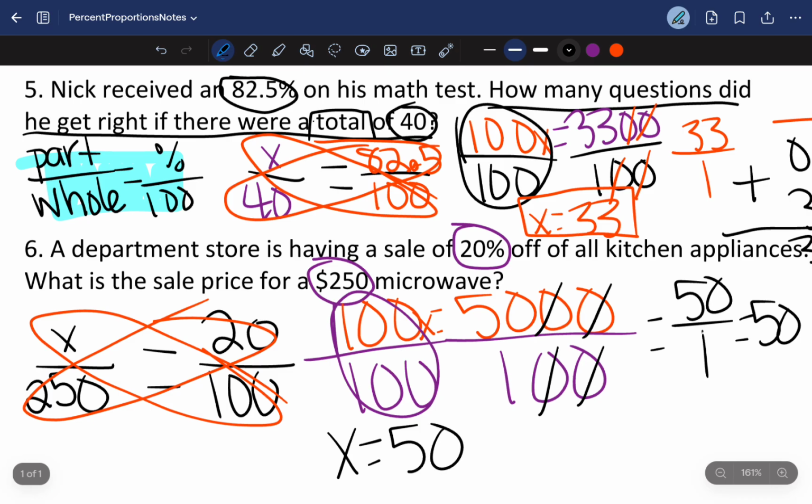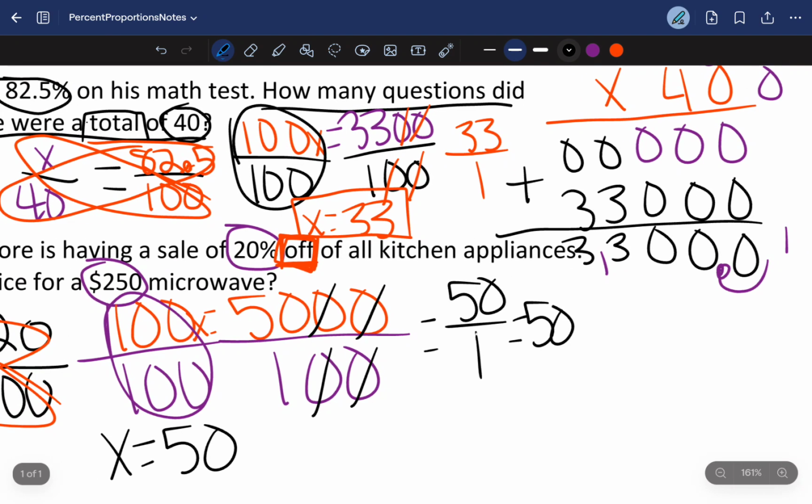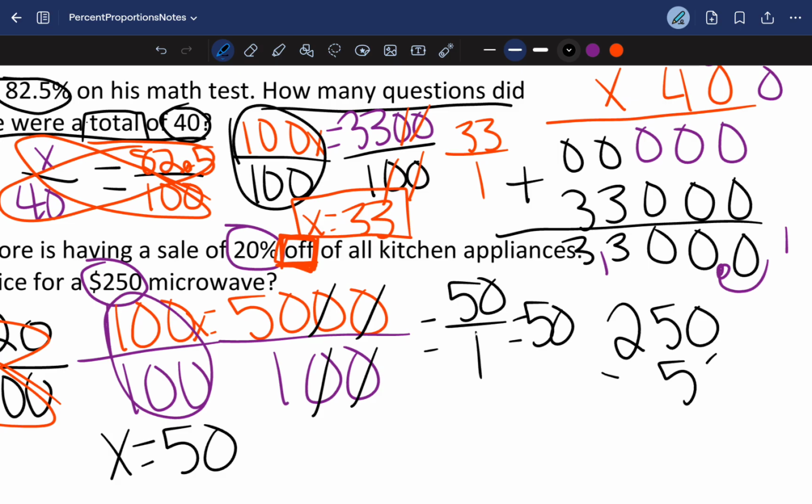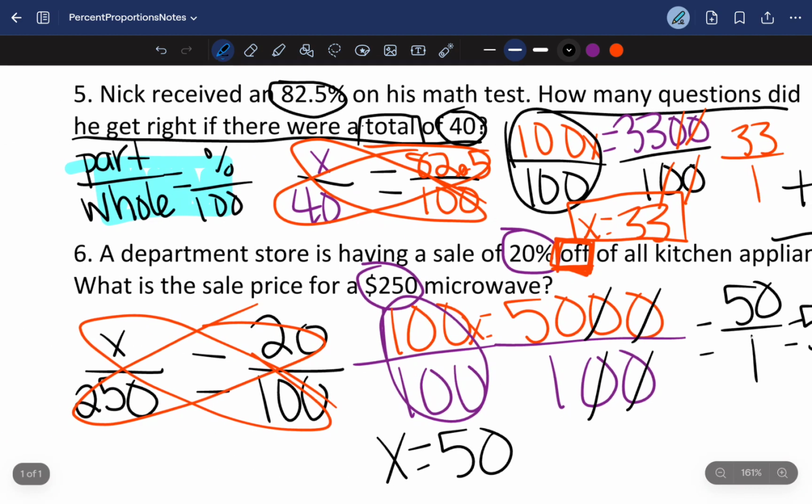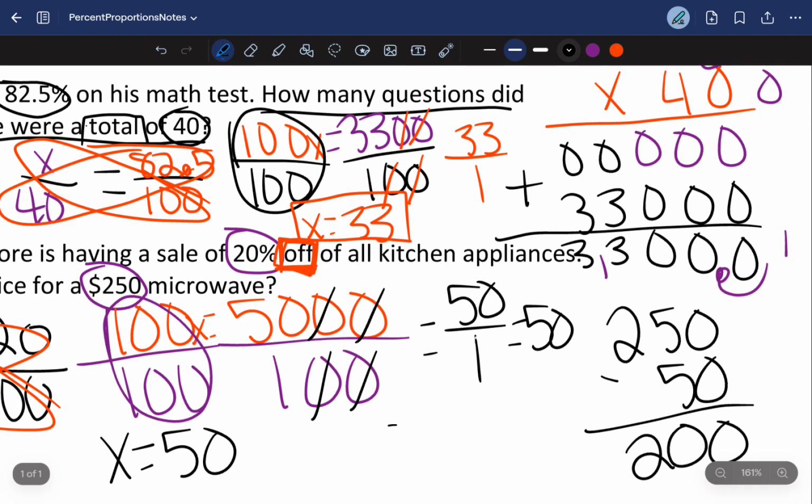But that doesn't quite answer the question. So the question is saying, what is the sale price for a $250 microwave? And if we look, it's saying the store is having a 20% off. You see that word right there, off? So that means we have to literally take off our answer. So our answer is 50, but the original price is 250. So you would have to do just 250 minus 50, and you get 200. So going back, it's asking what is the sale price? Well, the sale price is $200.